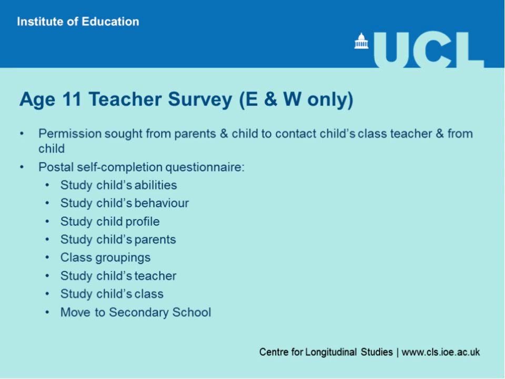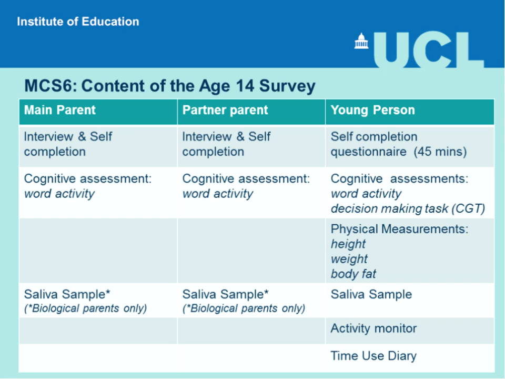And then we finished up with some general questions about the teacher and the characteristics of the teacher and the child's class, including peer groups and the teaching environment. And then finishing up, specific to age 11, was how ready the teacher felt that the child was to move on to secondary school.